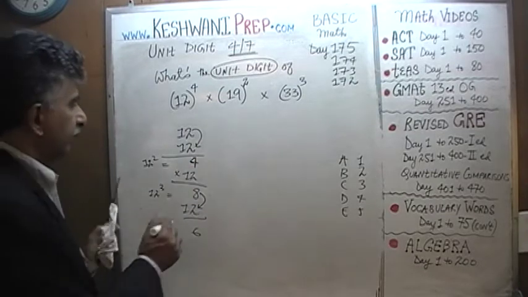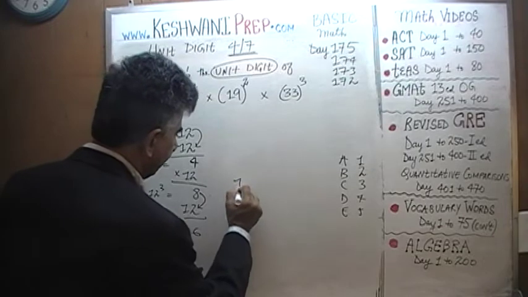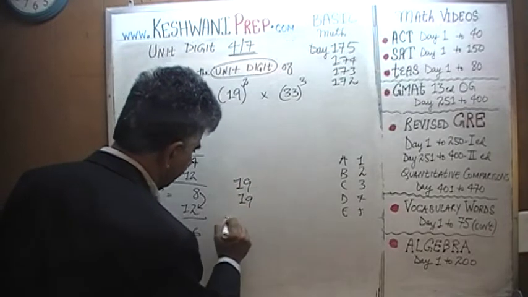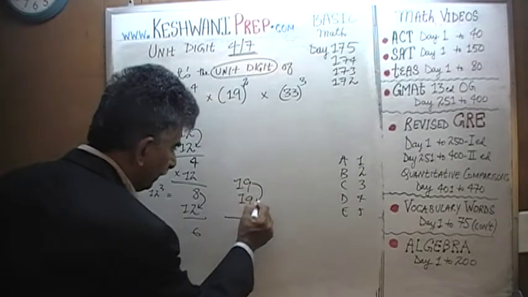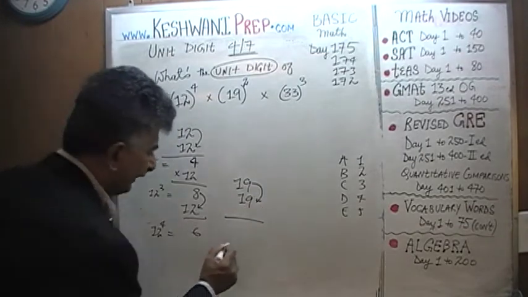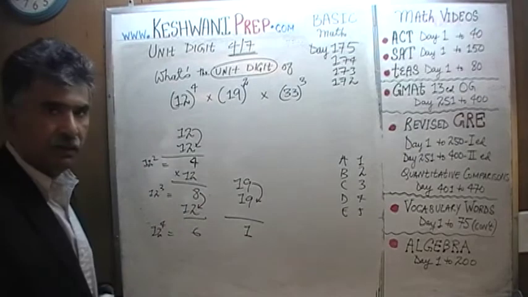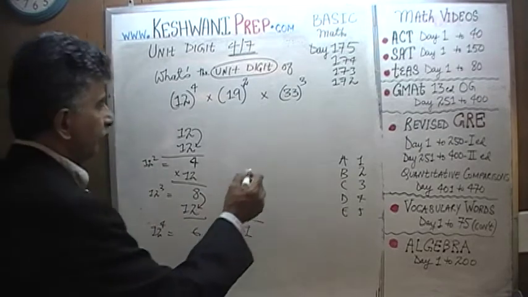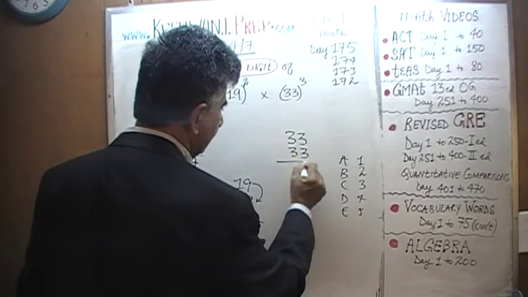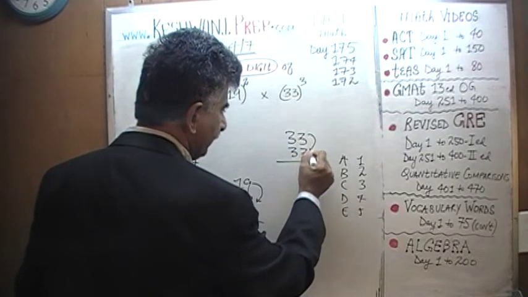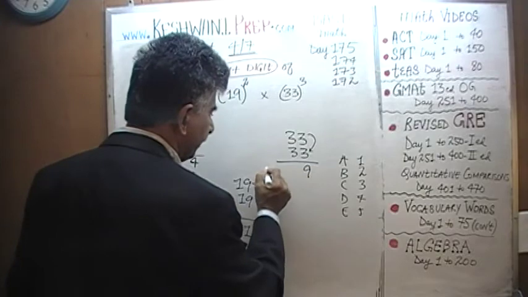Let's look at this part here. 19 times 19, whatever it happens to be, the unit digit has to be 9 times 9. 9 nines are 81. It will end in a 1. Now, let's take a look at this part. 33 times 33, whatever it is, has to end in a 3 times 3. It's going to end in a 9.